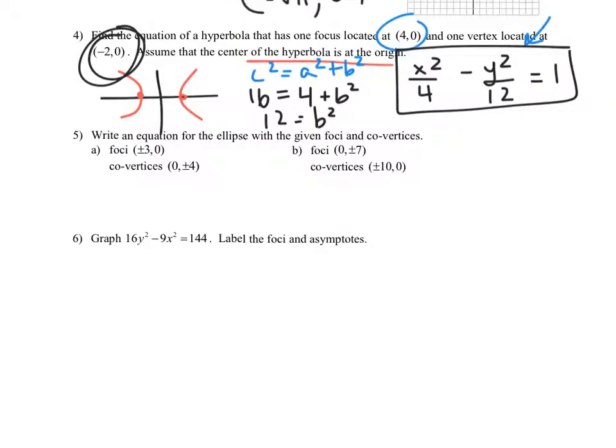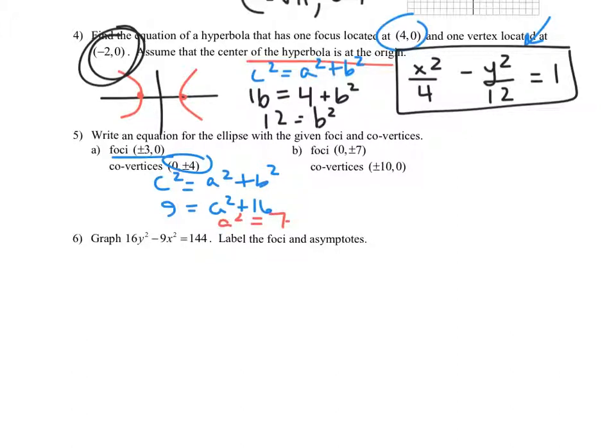Okay, number 5, find the equation of ellipse with the given foci and covertices. So again, we're going to use the formula c squared equals a squared plus b squared. So foci is going to be 9, and this is going to be a squared plus 16. So a squared has to be 7.